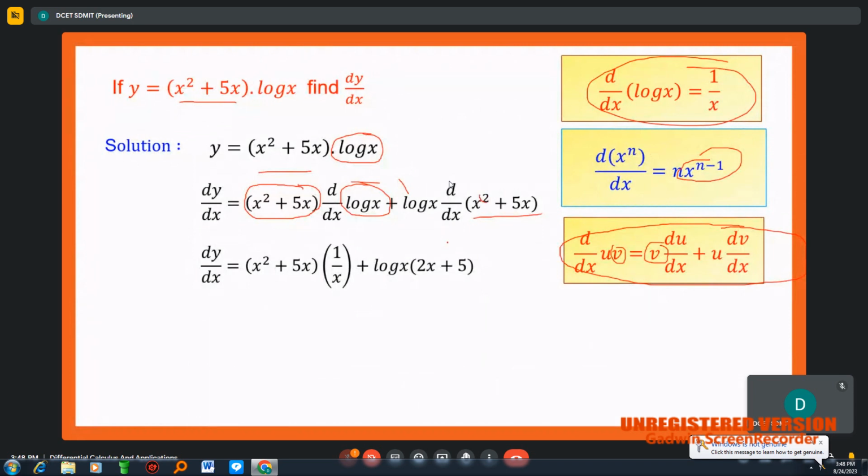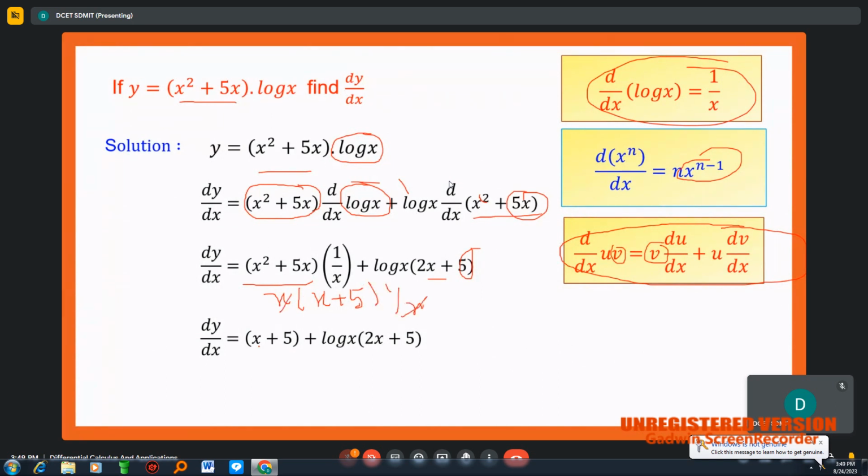Here x square is there, so 2 into x to the power of 2 minus 1 is 1, that is 2 into x. What is the differentiation of 5x? Differentiation of 5x is 5. Simplification here: while taking x as common, what are we getting here? x plus x into x plus 5 into 1 by x.